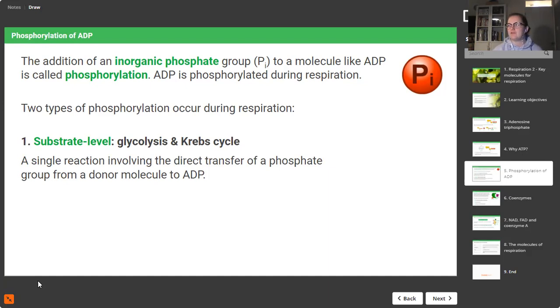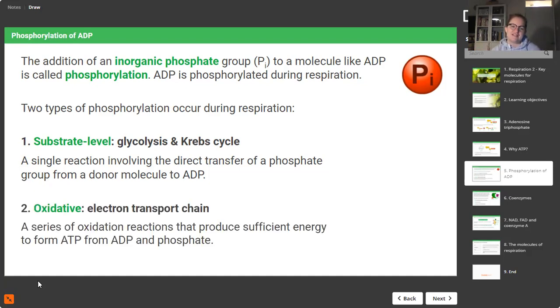Now, basically, we have lots of intermediate molecules involved, and you don't have to know them. All you have to know is that it's substrate level phosphorylation. So it's a single reaction. Basically, phosphate is being donated from one molecule to the ADP. That's all you have to know. And I'll point out when that happens. You don't need to know the names of the donor molecules it comes from. You just need to know that there was one there.